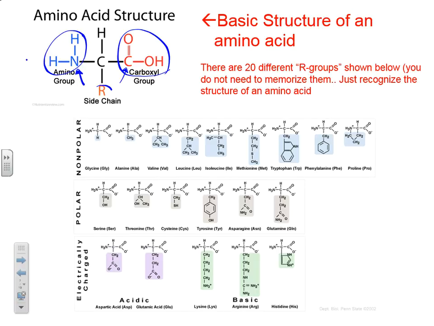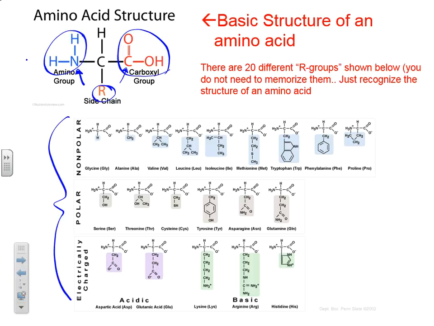Now this R group right here can be 20 different things. So here you have all of the different side chains. So it's not important that you memorize all these, although you'll have the pleasure of doing that in a biochemistry course in college.